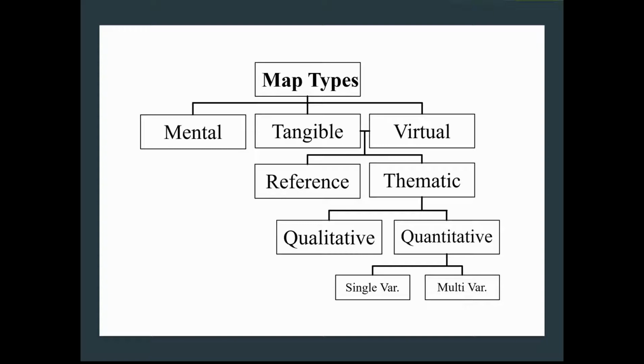So, in summary, we can create a tree to show how the concepts of map types, map kinds, and map mediums work together. Starting at the top, a map type is stored as either a mental, tangible, or virtual medium. If the map is stored on a tangible or virtual medium, then this will either be a reference or thematic map. Thematic maps can be further broken down into a qualitative or quantitative map. Quantitative maps can display a single or multiple variable at one time.